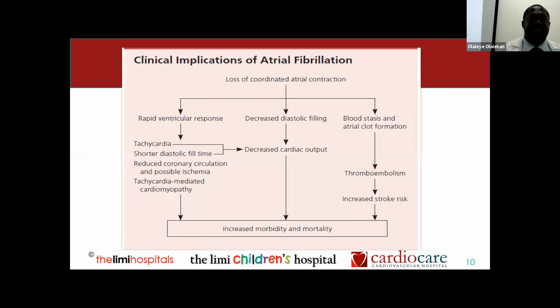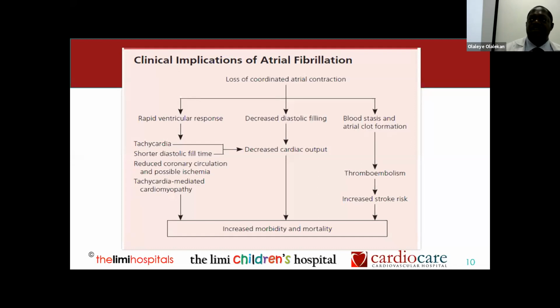Then I also said that there's rapid ventricular response. This can result in tachycardia-mediated cardiomyopathy. As we know, the heart itself is perfused during the diastole, and because the diastolic time is shortened, there's reduced coronary circulation of the myocardium, which can also result in possible ischemia.